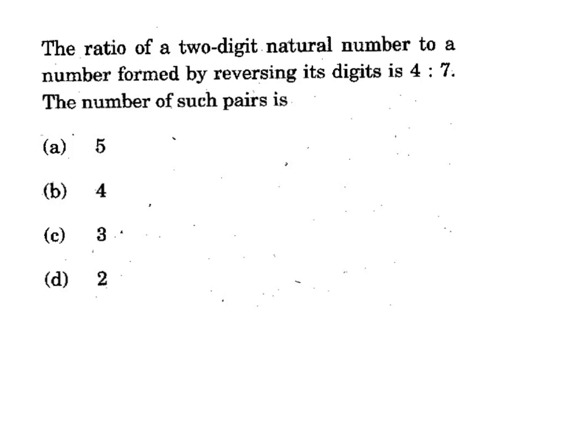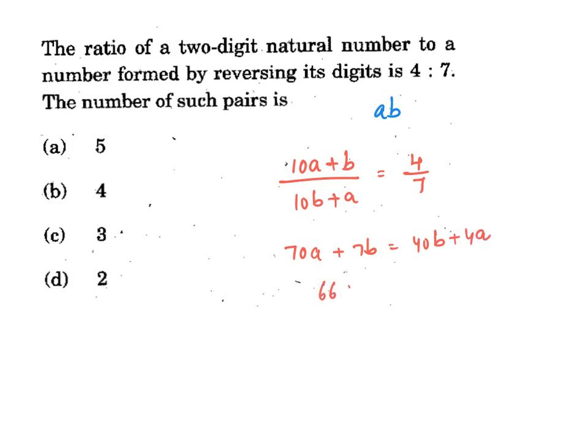The ratio of a 2-digit natural number to the number formed by reversing its digits is 4:7. So the number of such pairs is asked. The 2-digit number is AB. The value of AB is 10A plus B. Reversing the digits, BA, its value is 10B plus A. Ratio is 4:7. Cross multiply: 70A plus 7B is 40B plus 4A. So 66A is equal to 33B. So A by B is 1:2.